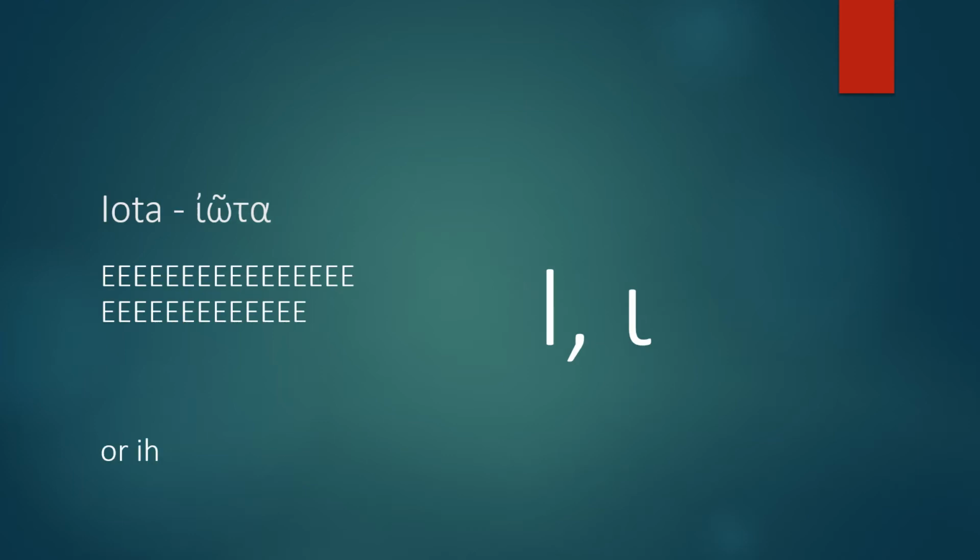E or I. This is another letter that can be long or short, and when you make a long E sound, it's very often qualitatively different as well as quantitatively different from the very, very short I. So iota, either long E or short I for the sounds.